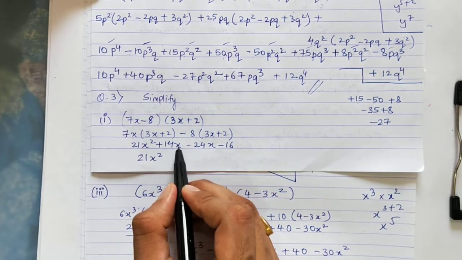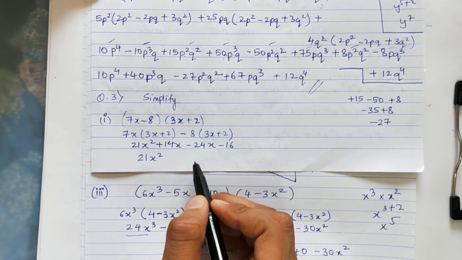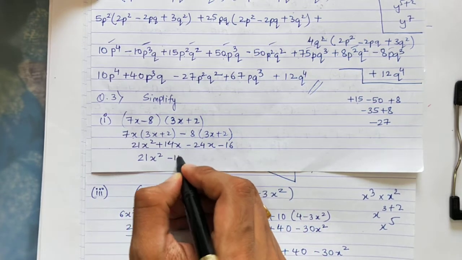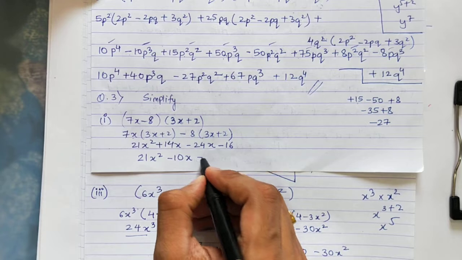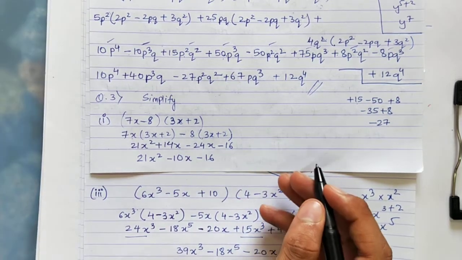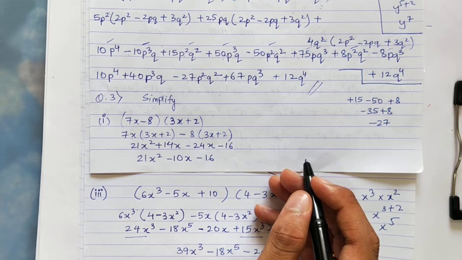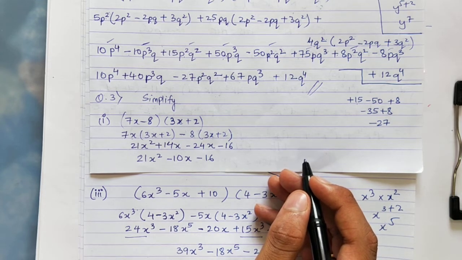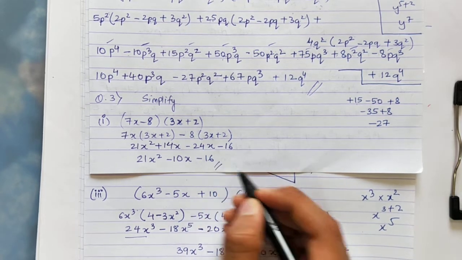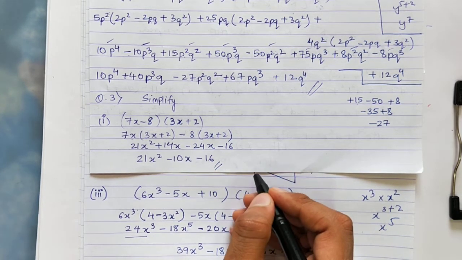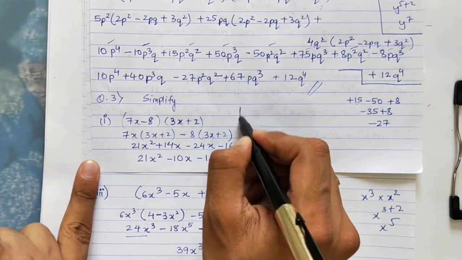Now 21x square, 14x minus 24x. 14x minus 24x is minus 10x, minus 16. This is the answer. Pause the video and copy it.